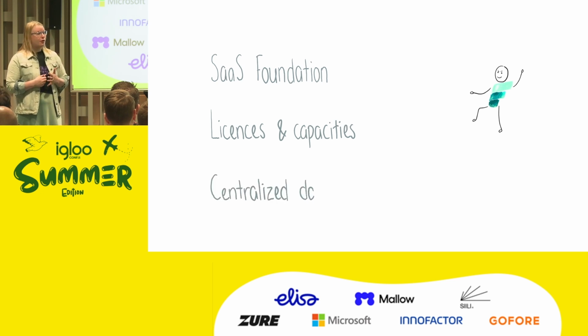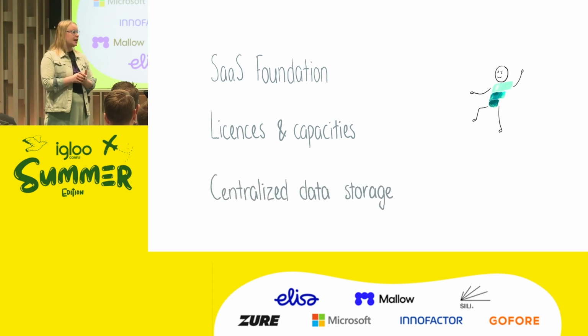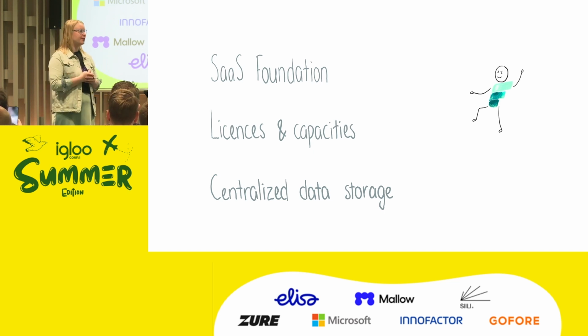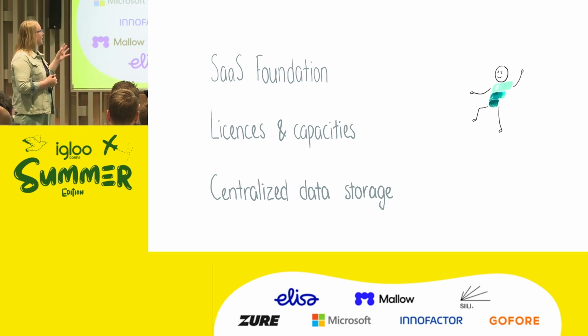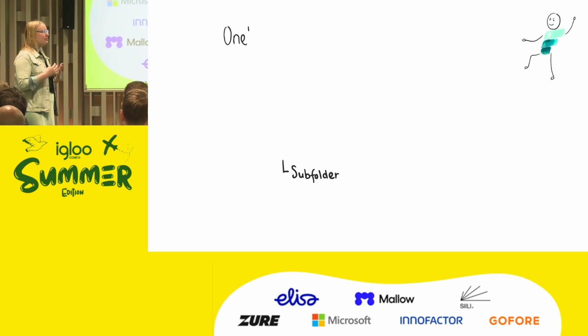And one of the core foundations of Fabric is that it has a centralized data store, so you don't need to move your data multiple times. You don't need to duplicate it. Once you have it on your data platform, then you can use it anywhere in Fabric if you have access to it. So with that, the logical place to start is OneLake.